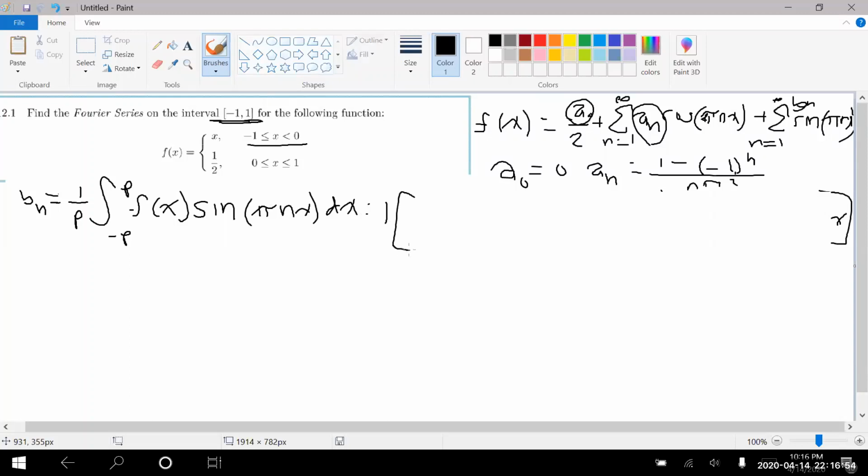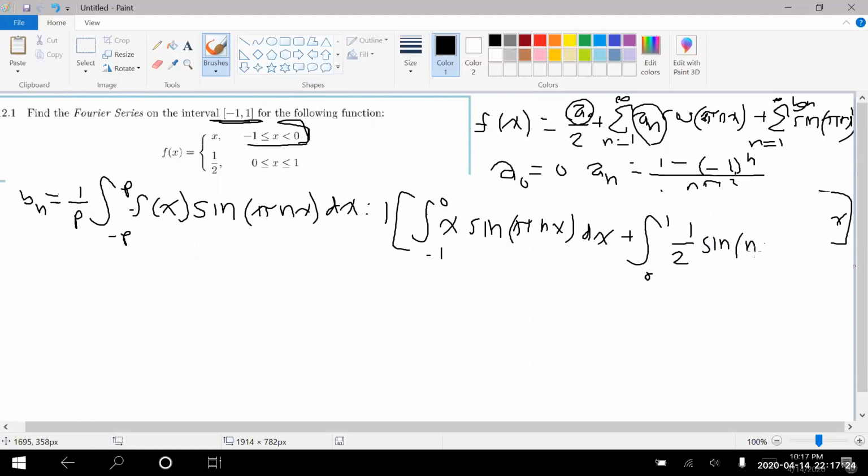Keep an eye out because it's not always 1, so you might actually have to be multiplying by something. Times your f of x, which in this case is x times sine pi n x dx, and this is going from negative 1 to 0, so that's what it is on our piecewise function. Now we're going to add the rest of our functions, 0 to 1. Now we have our 1/2 sine n pi x dx, and we can start integrating now.